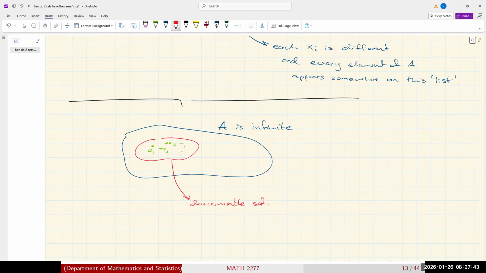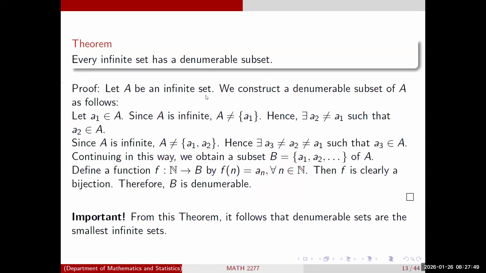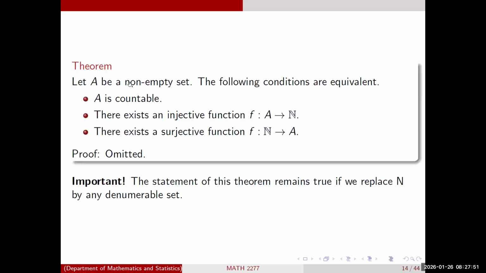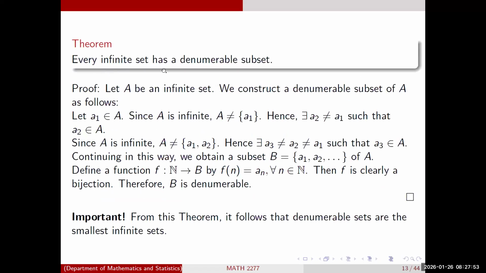Okay, so that's how we make this denumerable set. Very straightforward construction. So let's go through the proof of it. Every infinite set has a denumerable subset. So let A be an infinite set. We construct a denumerable subset of A as follows. Exactly what I said there in that picture, we now need to write it down rigorously.